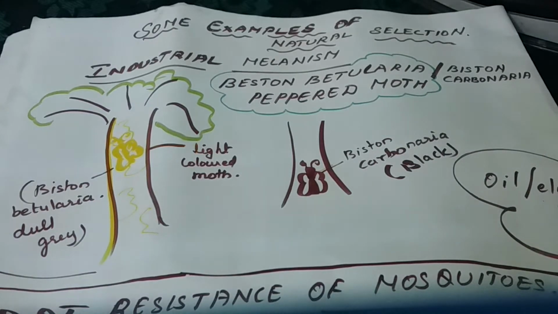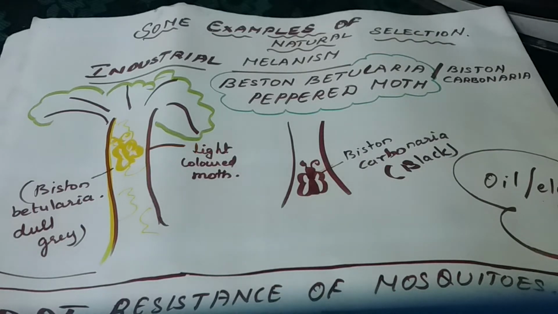What are we going to study in industrial melanism? We are going to study two populations of insects. One is Biston betularia and another one is Biston carbonaria. What happened? Let us see. Industrial melanism. One of the best known examples is the peppered moth, Biston betularia, which underwent natural selection in response to environmental changes caused by industrial processes.